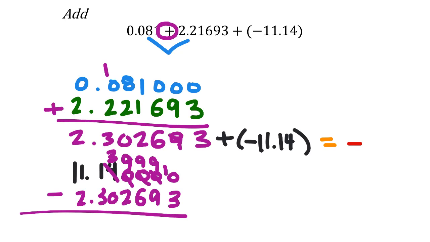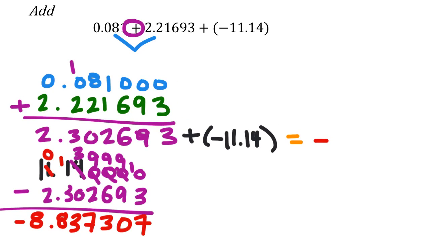So 10 minus 3 is 7, 9 minus 9 is 0, 9 minus 6 is 3, 9 minus 2 is 7, 3 minus 0 is 3. That looks like I got to borrow from here as well. 11 minus 3 is 8. There's our decimal. 10 minus 2 is 8. And I just go back to my negative there. It is a negative answer. So let's write that in then. So it was negative 8.837307, 837,307 millionths.